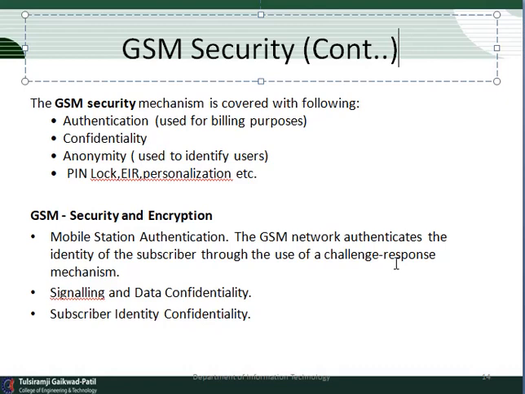Subscriber identity module. So subscriber identity confidentiality means that we have a platform to check the security of particular confidential data, or we can define the identity of the particular system, device, or user. So this is all about GSM security.